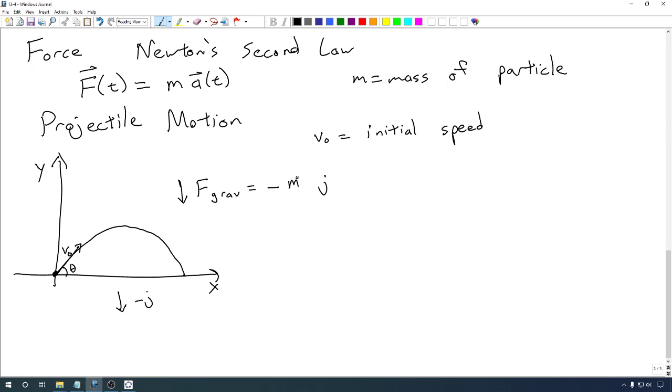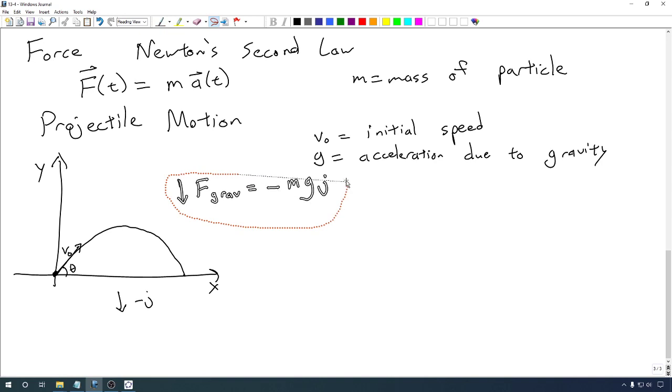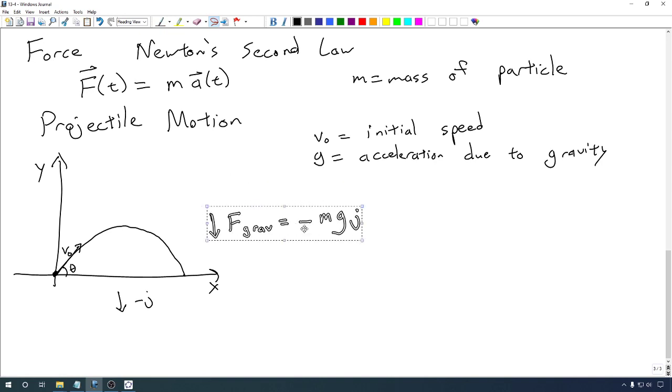That force is the mass times what's called the acceleration due to gravity. So here, g is the acceleration due to gravity. Actually, let me go ahead and move this stuff down a little bit.